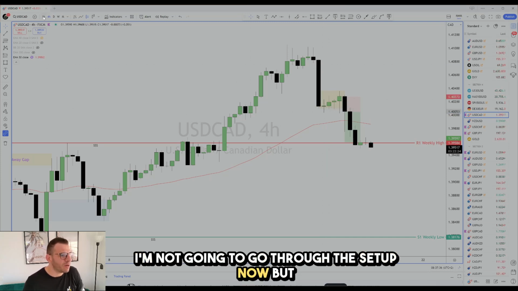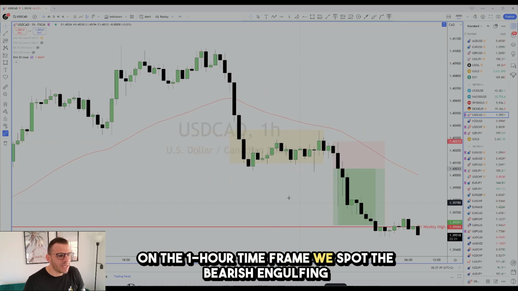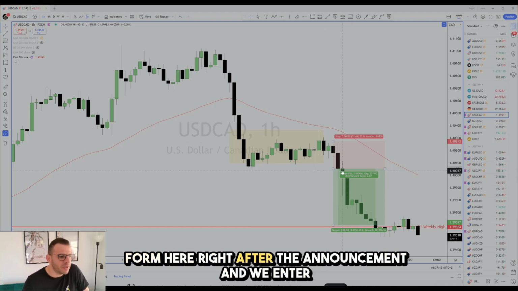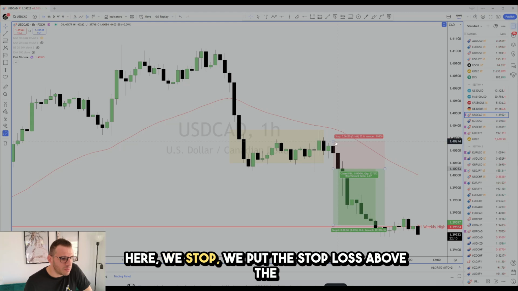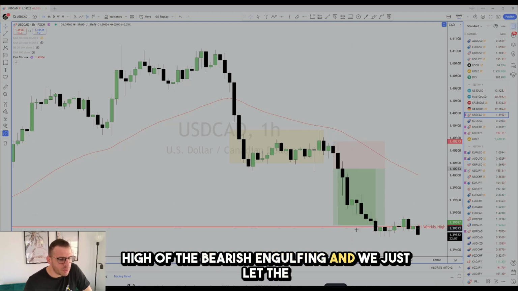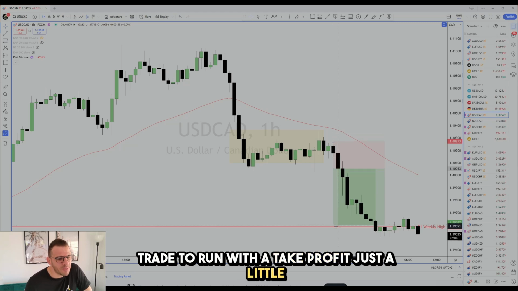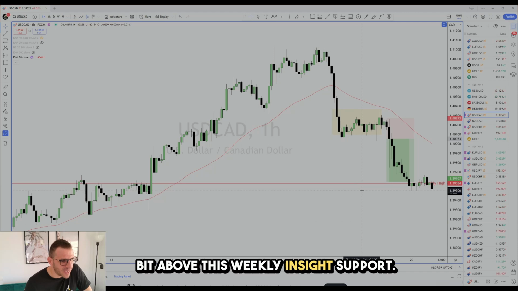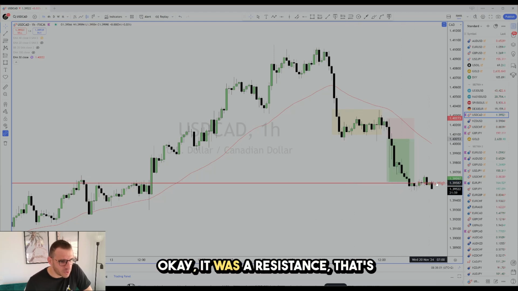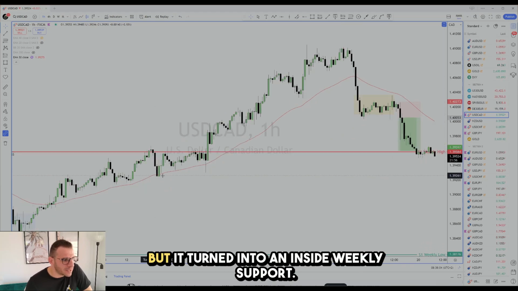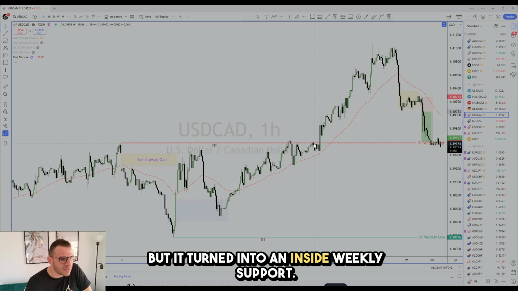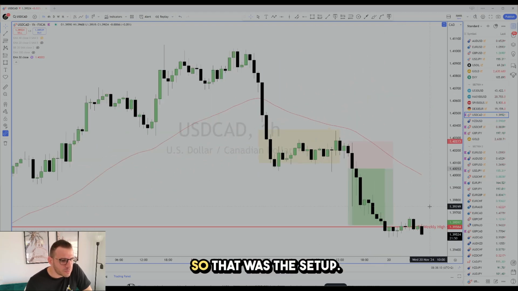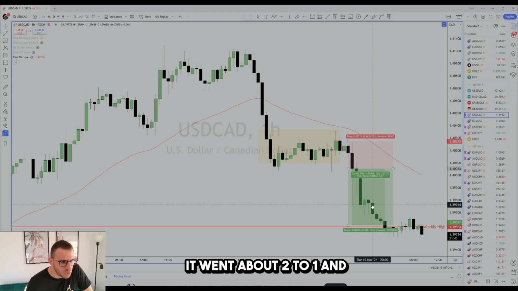I'm not going to go through this setup now, but on the hourly time frame, we spot the bearish engulfing formed here right after the announcement, and we enter here, we put the stop loss above the high of the bearish engulfing, and we just let the trade run with a take profit just a little bit above this weekly inside support. Okay, it was a resistance, that's why I didn't remove it yet, but it turned into an inside weekly support. So that was the setup. It went about 2 to 1.